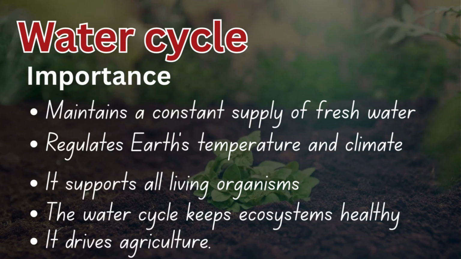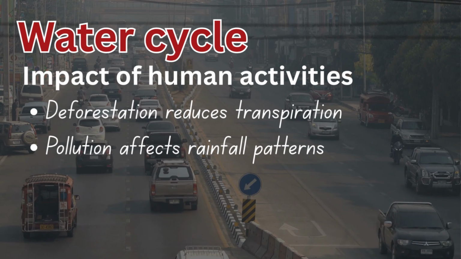Now that we understand how important the water cycle is, it's also crucial to see how human activities are affecting it. The truth is, the natural balance of the water cycle is not as stable as it used to be. When forests are cut down, the amount of transpiration drops, which reduces moisture in the air and affects rainfall patterns. Pollution from industries and vehicles releases chemicals into the atmosphere, disrupting cloud formation and contributing to acid rain.